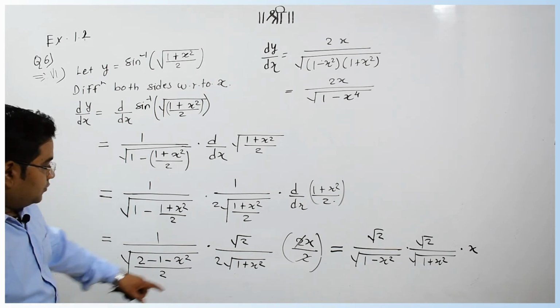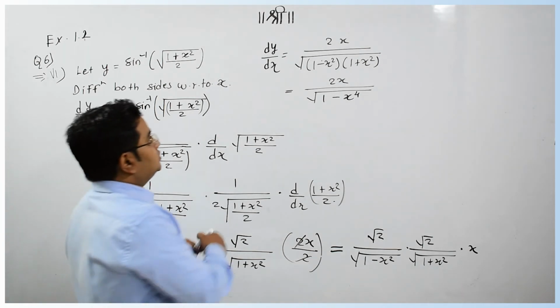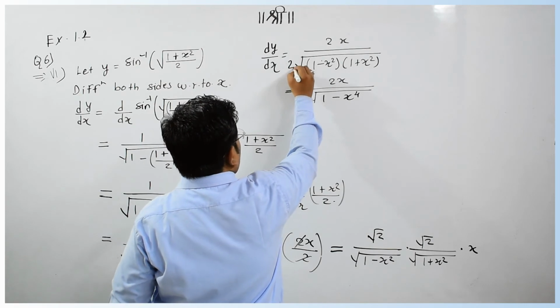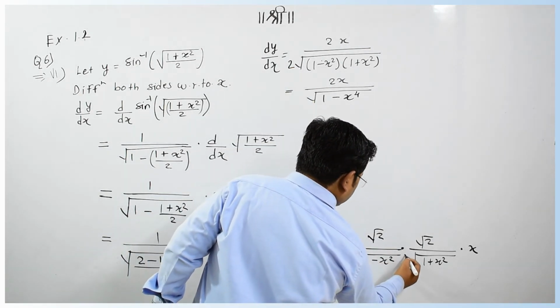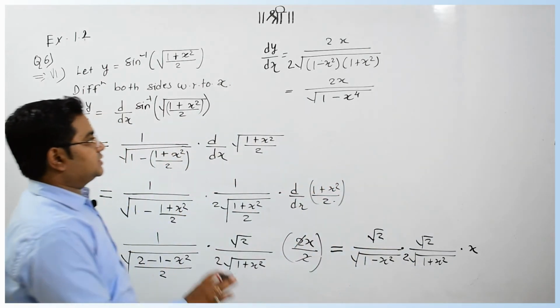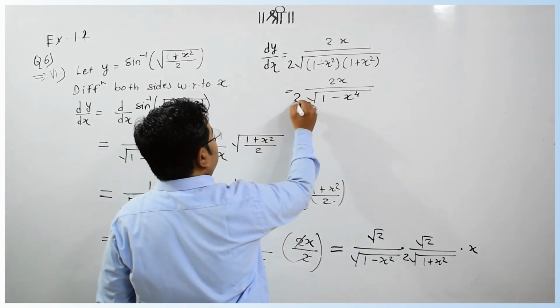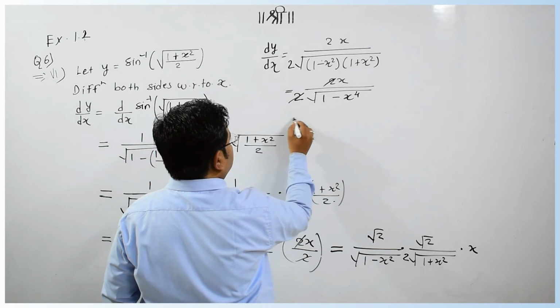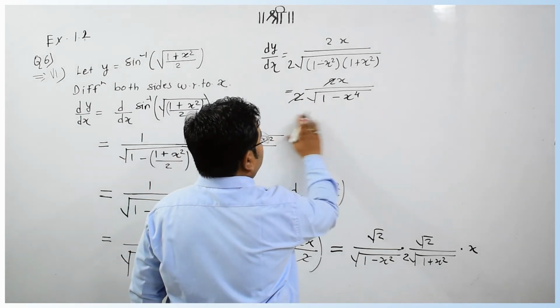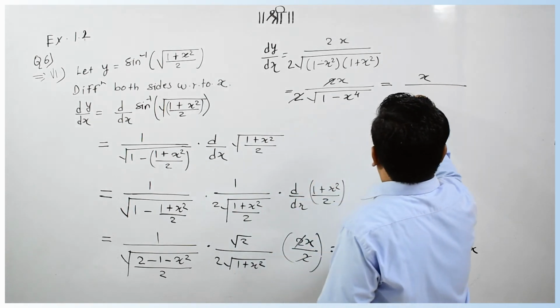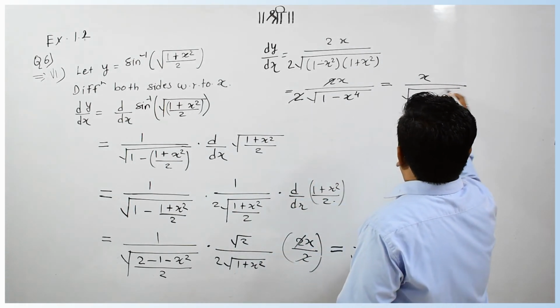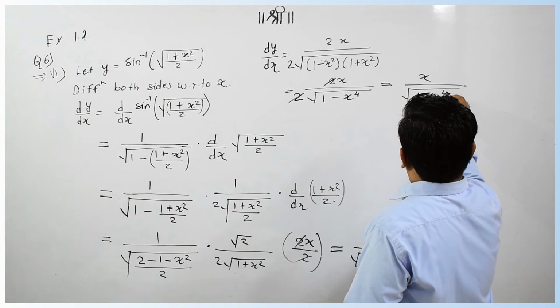Yes, definitely. Oops, I forgot this 2. This 2 should be here. Okay, and 2 should be within this multiplication. Okay, now it is correct. So this 2 will remain as it is, this 2 will get cancelled, and our final answer would be equal to x upon under root of 1 minus x raised to 4.